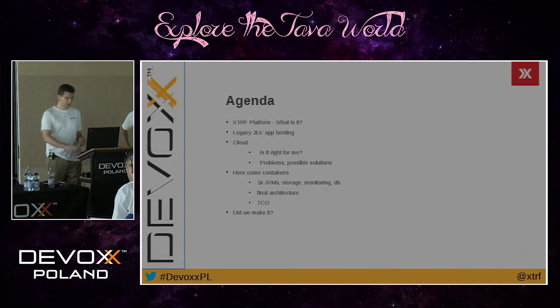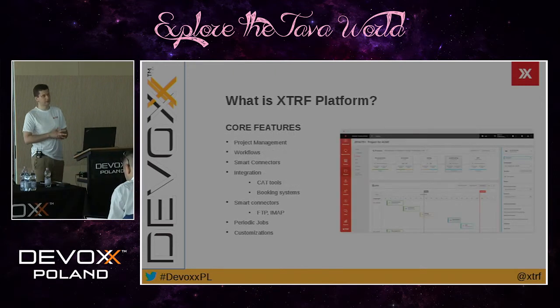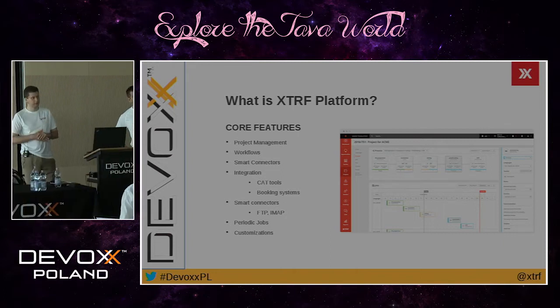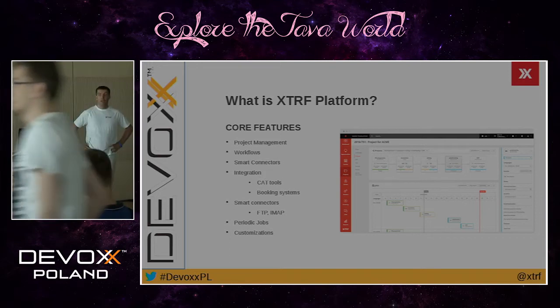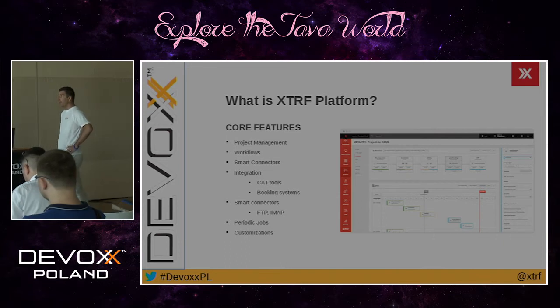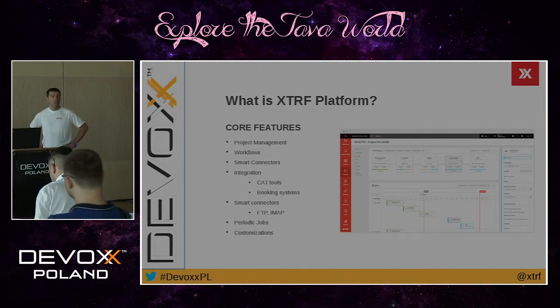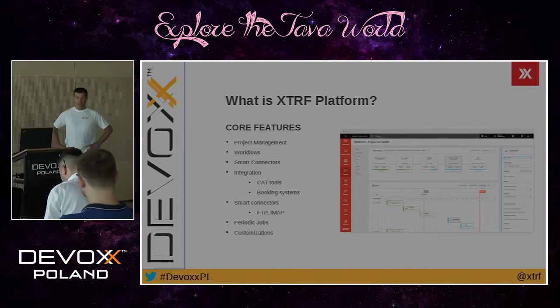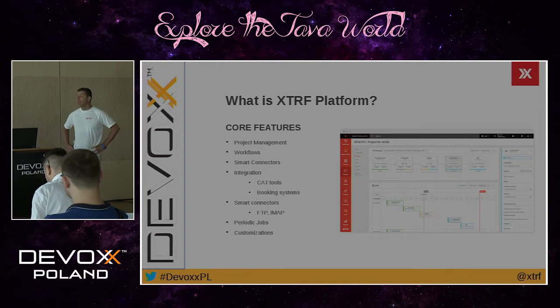Right. So maybe let's start from our product itself, so you can have a better understanding of what kind of product we are dealing with. That's really important for you to know what kind of challenge we had. So basically, XTRF is a platform for management. We manage a very specific area of translation. We deliver our system to translation offices and localization departments all over the world. We have more than 250 customers in more than 40 different countries.